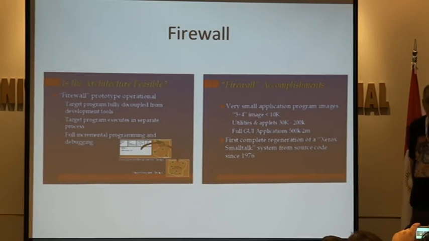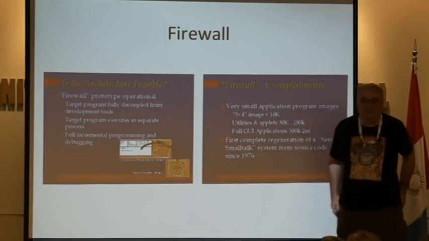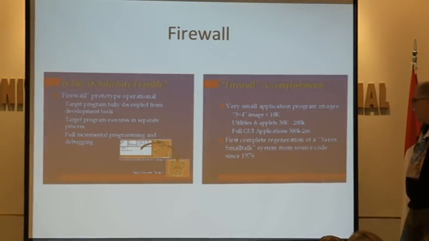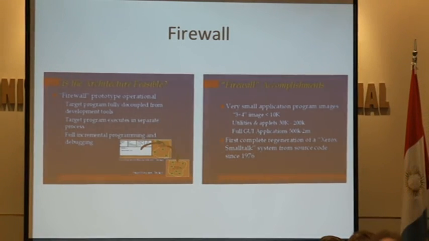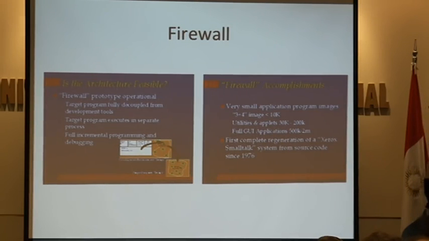John showed a demo of a program that did 42. We actually did a computation. We did 3 plus 4. That's the traditional Smalltalk test. I actually may, somewhere on some disk, have a Windows .exe file that does this, that was generated by this. It was less than 10K. We built utilities, the Unix-style command line utilities. They were typically 200 to 300K in size. And we did this with GUI applications.